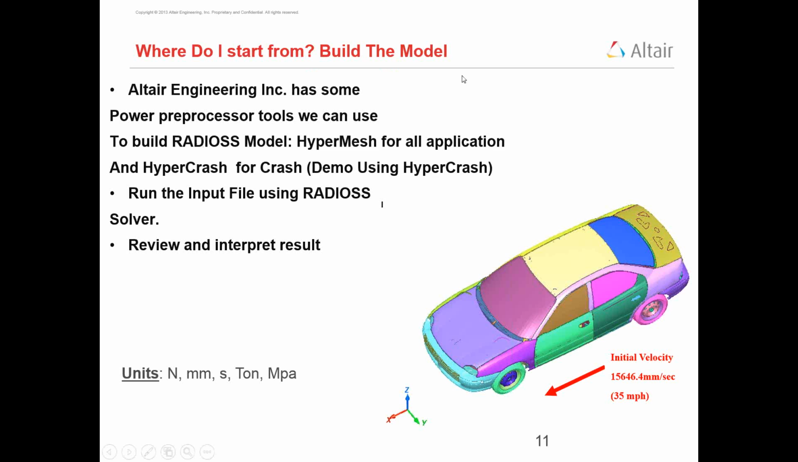Altair has many tools. We mainly have two preprocessor tools that you can use to set up a RADIOSS model. You can use HyperMesh, which is designed for all applications. It could be RADIOSS or any solver, Abaqus, Dyna, and so forth. Then we have another tool in-house called HyperCrash, which we use mostly for crash analysis. You can use it for other things, but the concentration is mainly crash analysis. So that's what we want to use today. The demo will be focused on HyperCrash, how to set up the model in the HyperCrash environment.